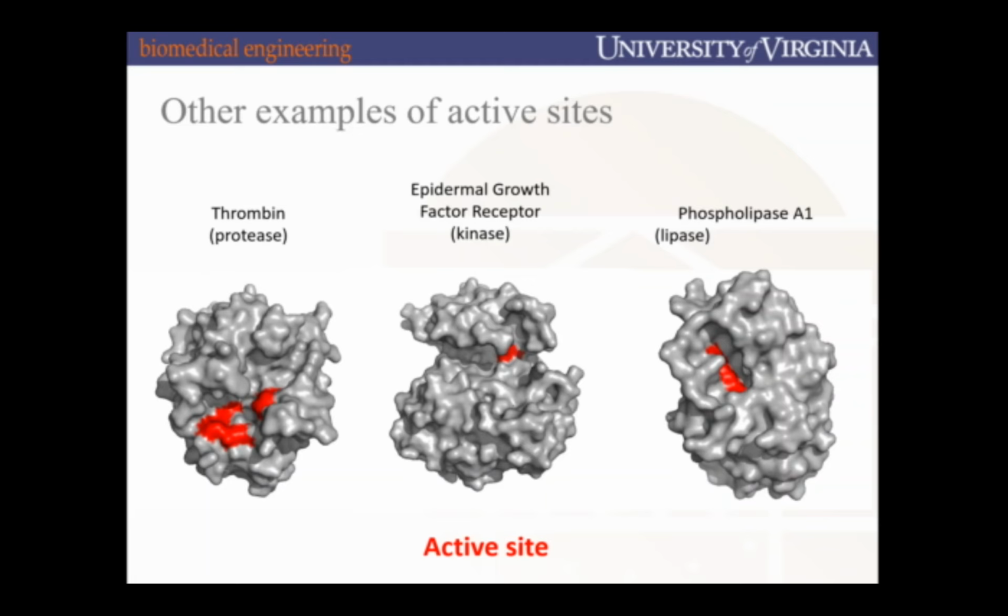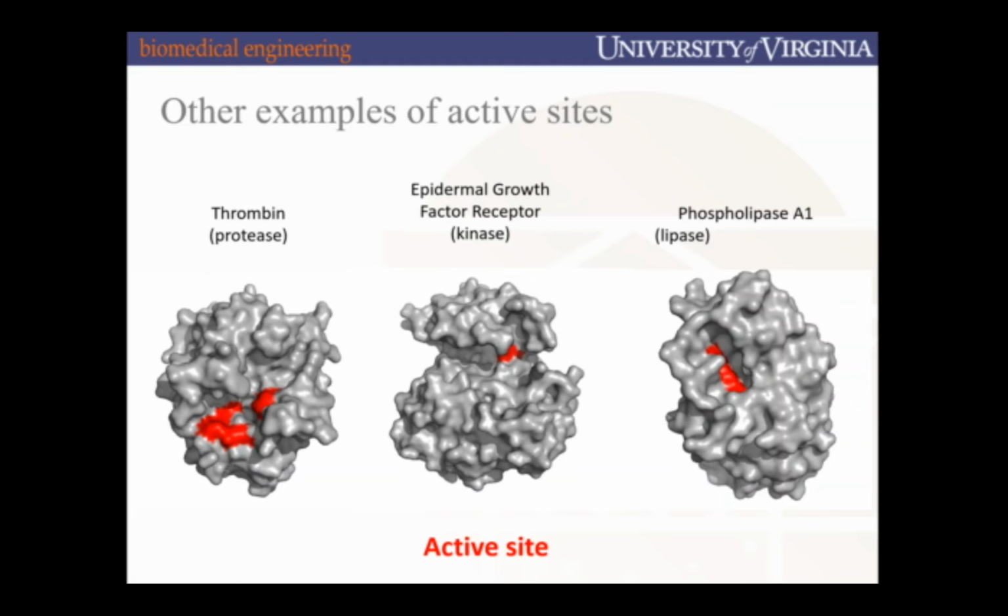Alright, so in addition to the active sites on the previous page, I'm showing a few more here. What I've done is pull up the protein structures of well-known examples of the enzyme categories I introduced 2 slides ago. Thrombin is a protease important for blood coagulation. Epidermal growth factor receptor, also known as EGFR, is a kinase that plays an important role in many cancers. Phospholipase A1 is a lipase that acts as a digestive enzyme for phospholipids. We discussed these in our previous lecture on the cell membrane.